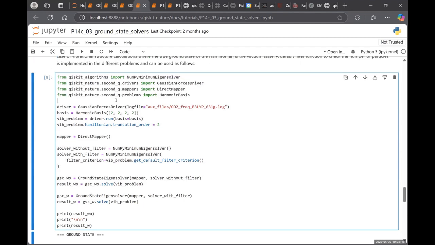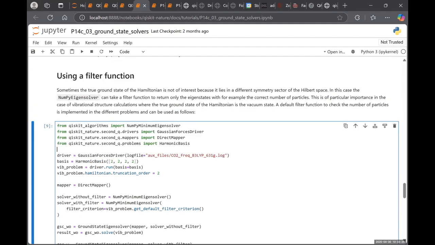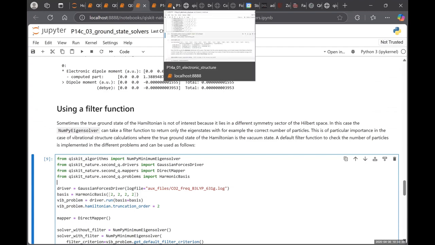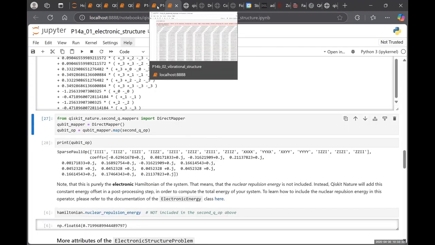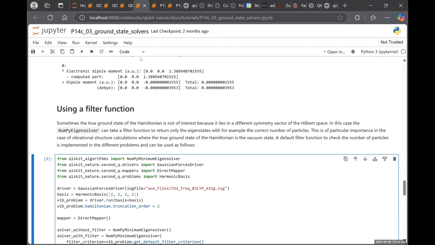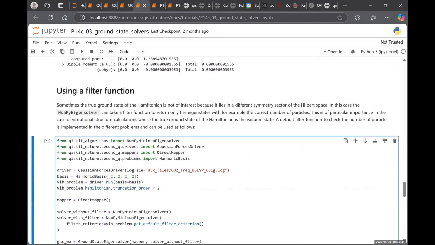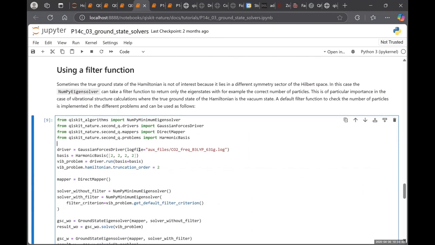So yeah, this is using the Gaussian force driver, load this. I think they are doing the vibrational problem. So I think these three notebooks are sort of related. The first one is the electronic, the second one vibrational, the third one is introducing the quantum one, and then the first part is electronic, and then this illustration is using the vibrational energy.